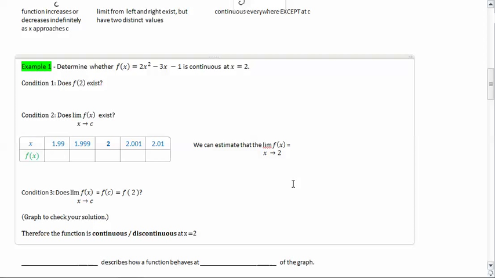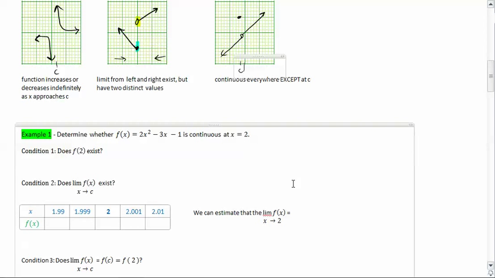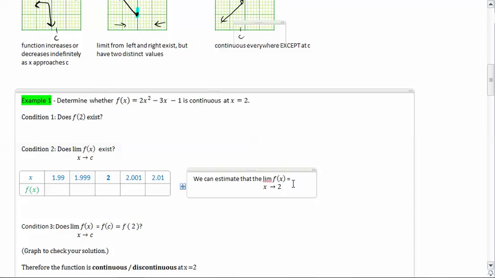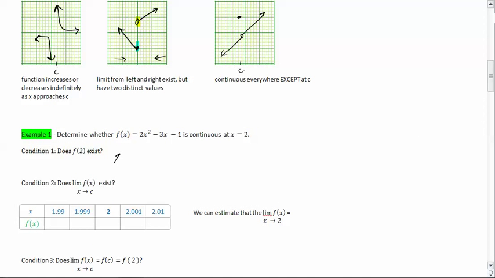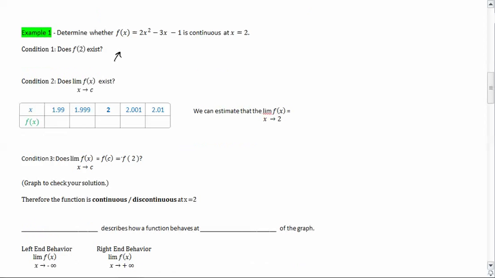Determine whether f of x equals 2x squared minus 3x minus 1 is continuous at x equals 2. So we have to look at our conditions. The first one, does f of 2 exist? We will say, yes, f of 2 exists. We can plug in 2 into this equation and come up with some value, right? f of 2 is equal to 1, if you worked that out.